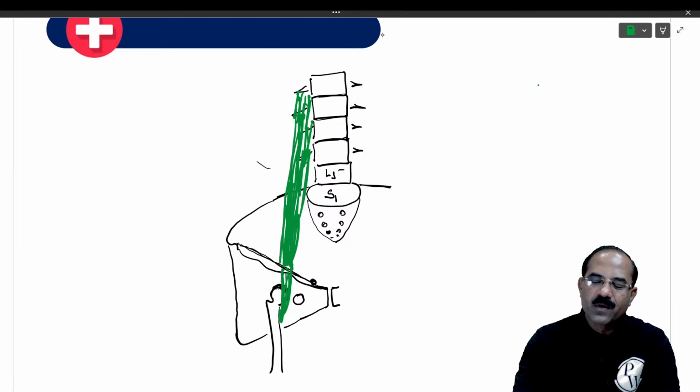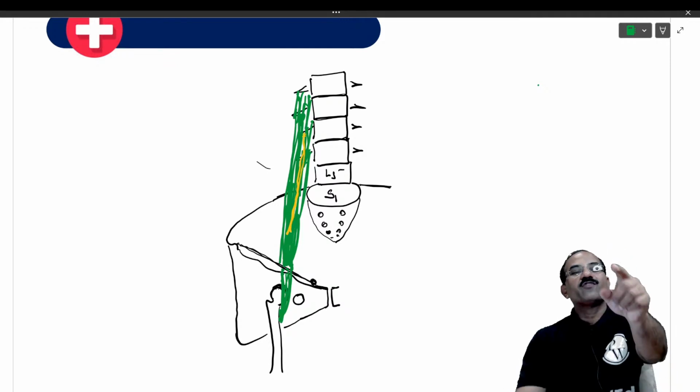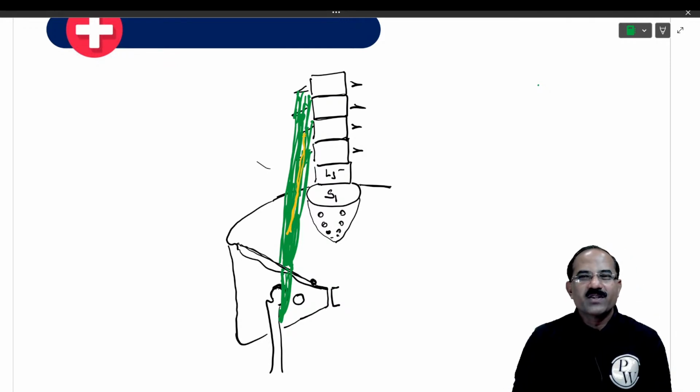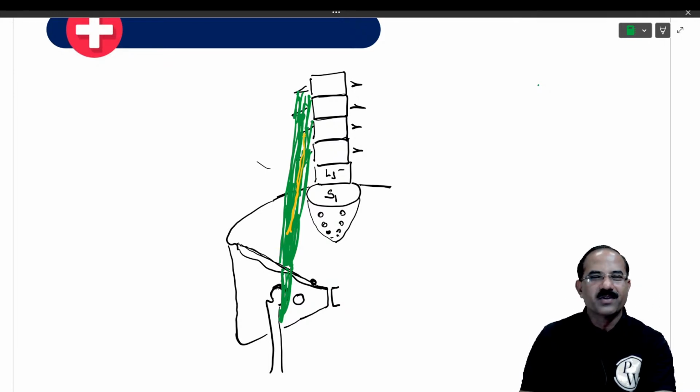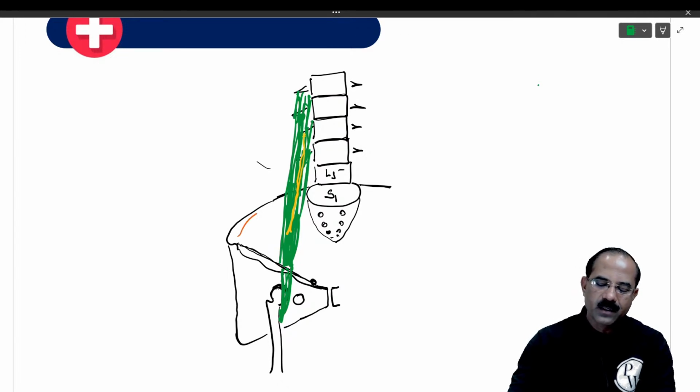And students, on this psoas major there is a nerve. There's a nerve which lies on the psoas major. Any guesses? A very important MCQ. The nerve lying on the psoas major is the genitofemoral nerve. Perfect. Very good.